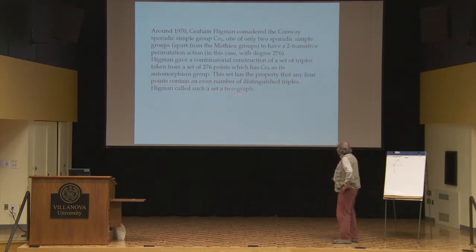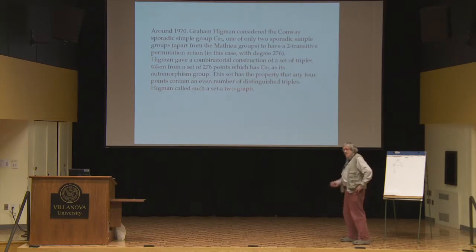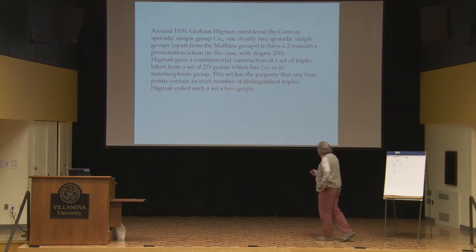So Higman called such a set of triples with the property that any four-set contains an even number of distinguished triples a two-graph.